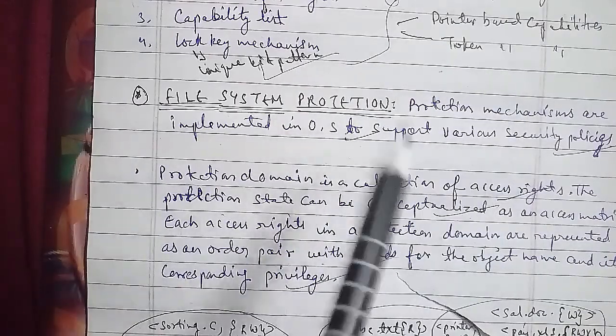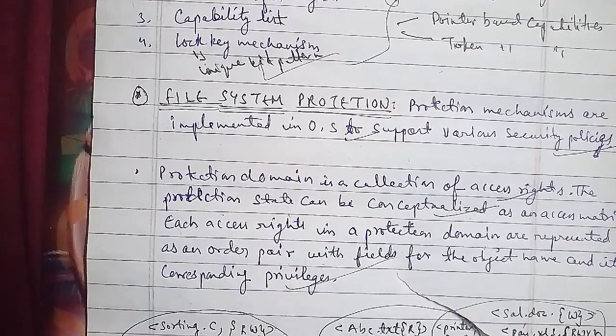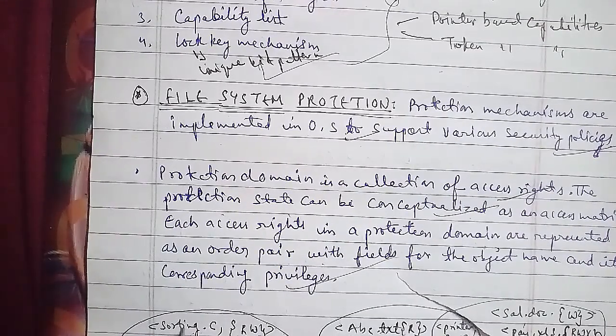An access right may be copied, transferred, or propagated from one domain to another, and copying of an access right is simply granting a right of one user to another user. And when a subject no longer needs access to an object, the access rights can be revoked here.